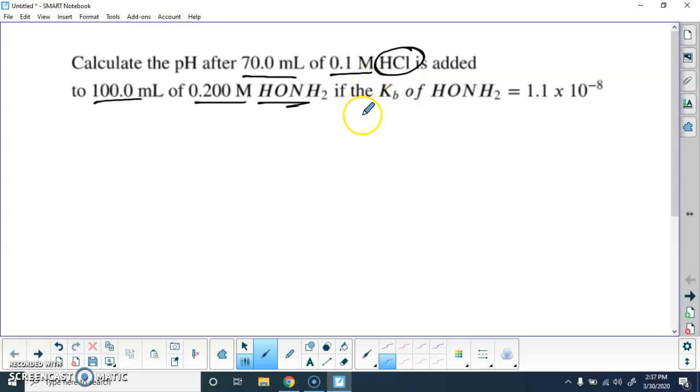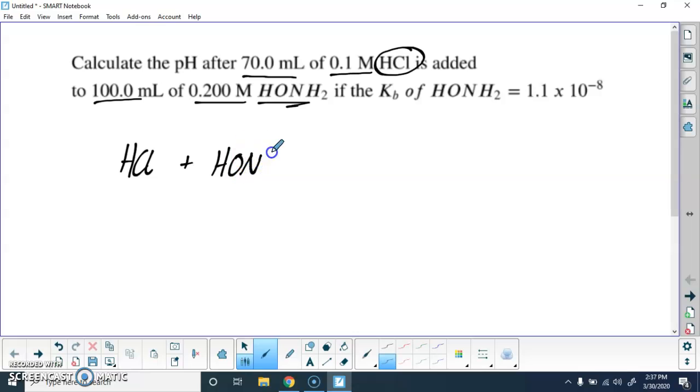Before you figure out the pH of the solution, you need to know what's in the container, what's actually floating around. And since these will react with each other, I can't just start by using these numbers and getting my pH. I have to start by reacting these. And you should start with a chemical reaction between your strong acid and your weak base.